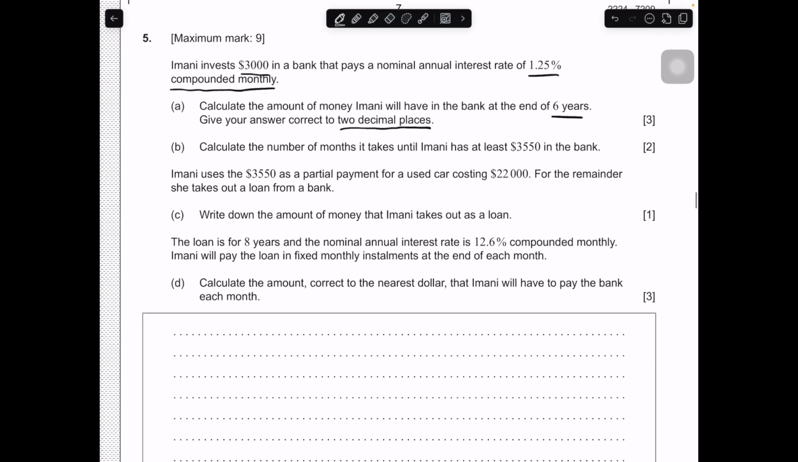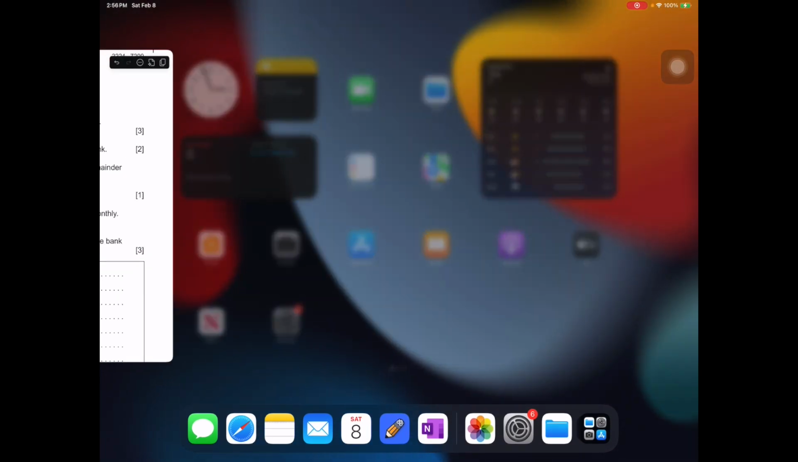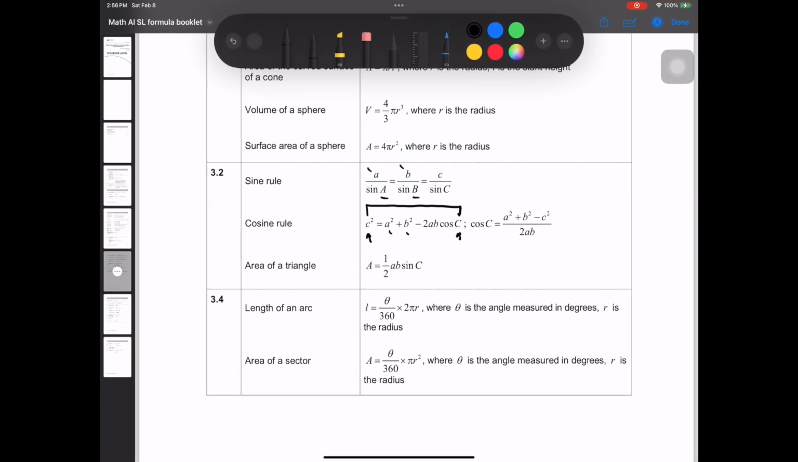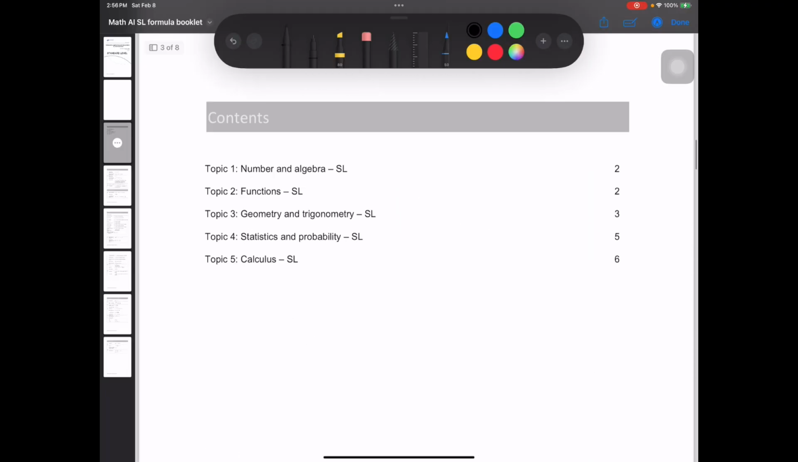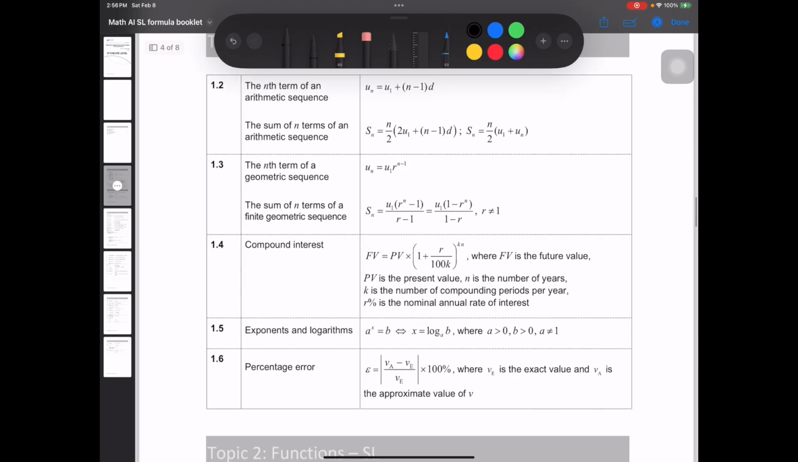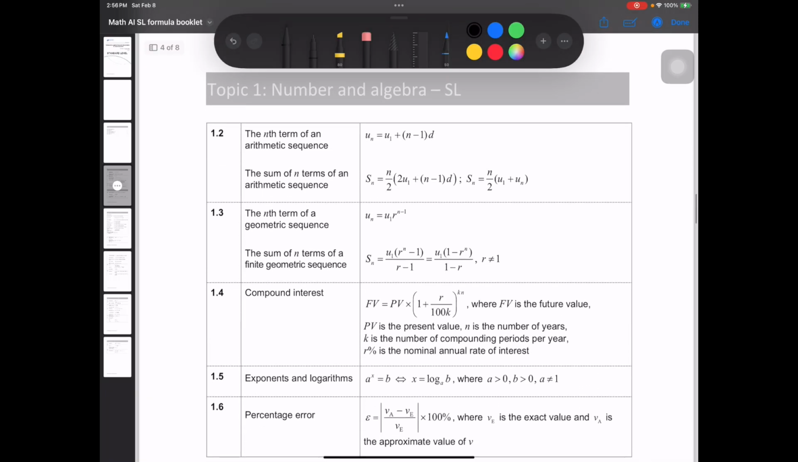There are 2 different ways. We can either use the compound interest formula or the financial solver. I just want to show you, going to the formula booklet, this would be under, I believe it is right here, number and algebra. This is our compound interest formula, and they even tell us what each of these values are, present value, K and R.